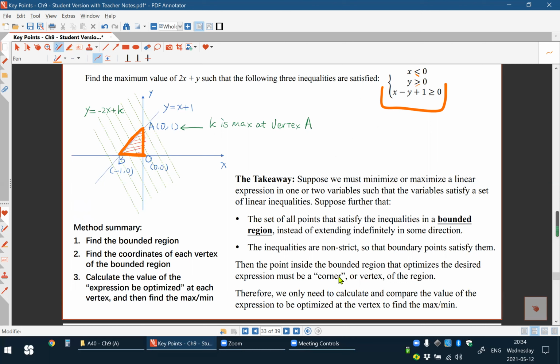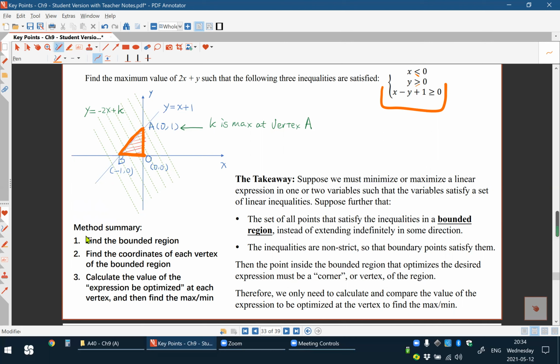Then the point inside the bounded region that optimizes the desired expression must be a corner, a vertex of the region. Therefore, we only need to calculate and compare the value of the expression to be optimized at the vertex to find the max or min. Okay.